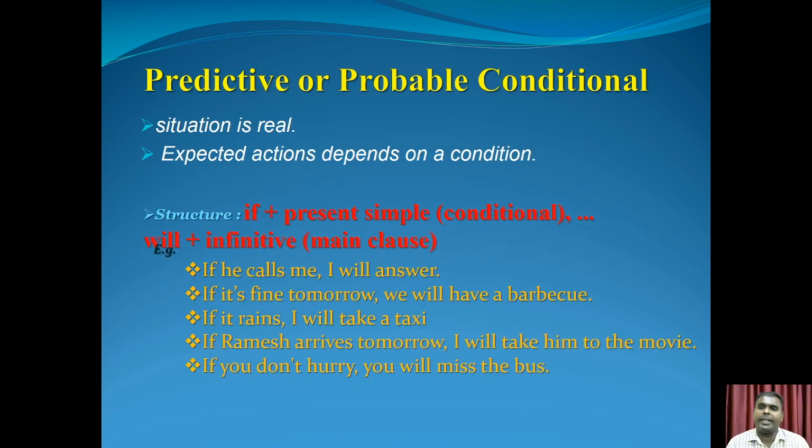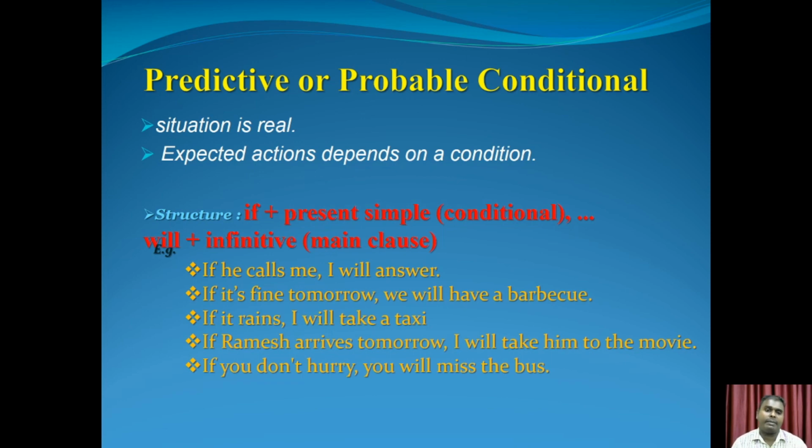Now look at the predictive or probable conditional. To express a real situation that is likely to happen in the future, we use this predictive or probable conditional. Here, the expected action depends upon a condition. Look at the structure of this conditional. In the if clause, we use if plus simple present tense, and in the main clause, we use will plus the infinitive form of the verb.